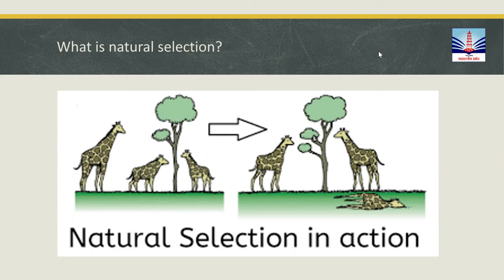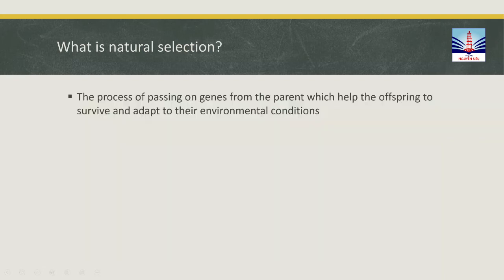Adapt. Okay, that's true. So, we're going to give you the definition, which is: natural selection is the process of passing on genes from the parent, which helps the offspring to survive and adapt to their environmental conditions. Well, it's still a giraffe. Yes, that is life. We get it. It's a cruel way how this world runs. Survival of the fittest.